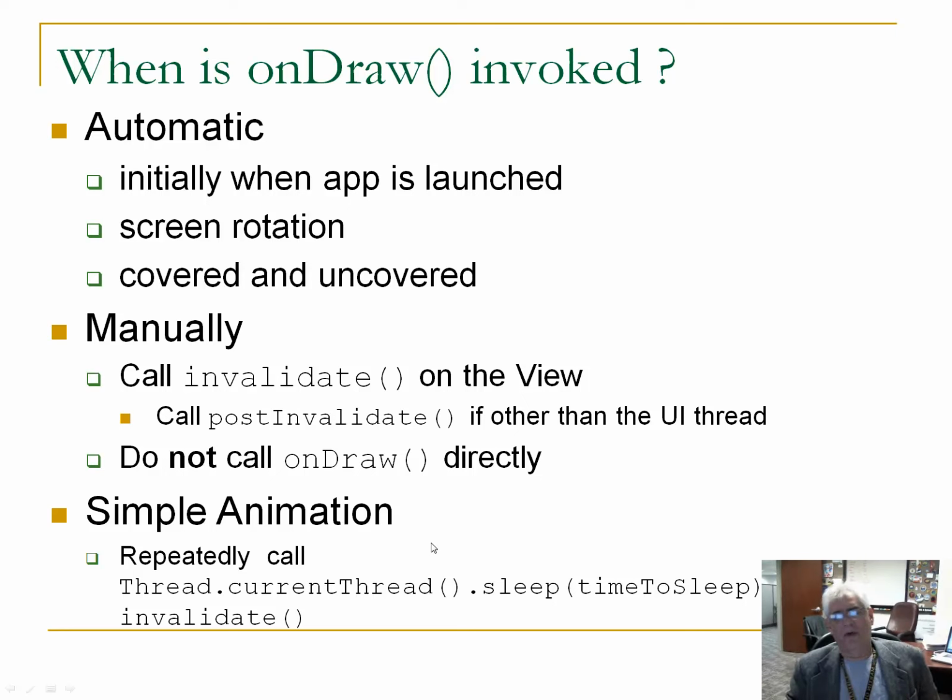So, for very simple animation, we could do something like this. We could cause our app to sleep, just going to kind of go into an idle state for some amount of time, 100 milliseconds or something, and then call this invalidate method. So that would be one way to do a low rate, simple animation. So let's look at an example.